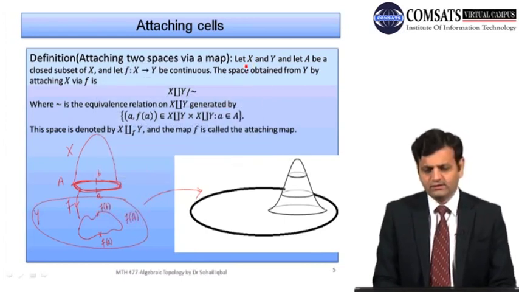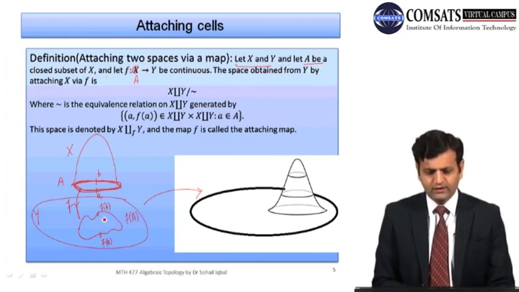Let's see how to define it mathematically. If we have two spaces and A is a closed subset of X, and we have a continuous map from A to Y, then how do we glue them? So far we haven't said anything very difficult. The next part is the gluing. How do we define this gluing topologically?